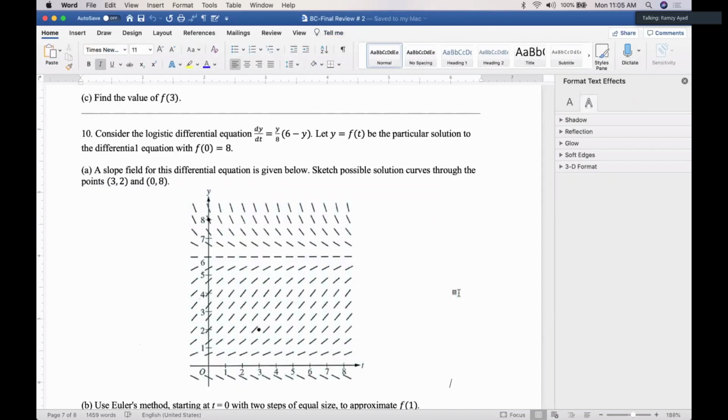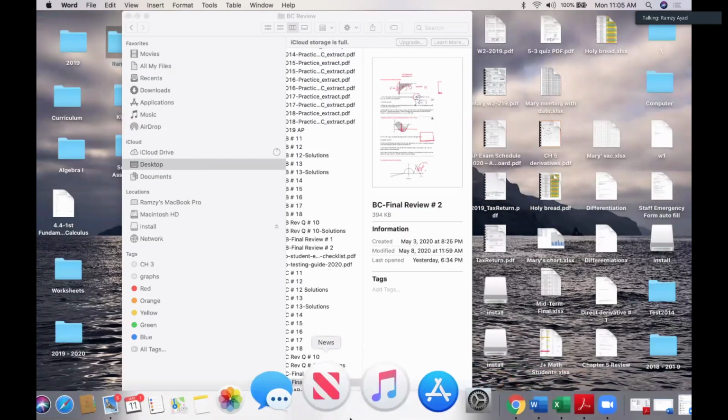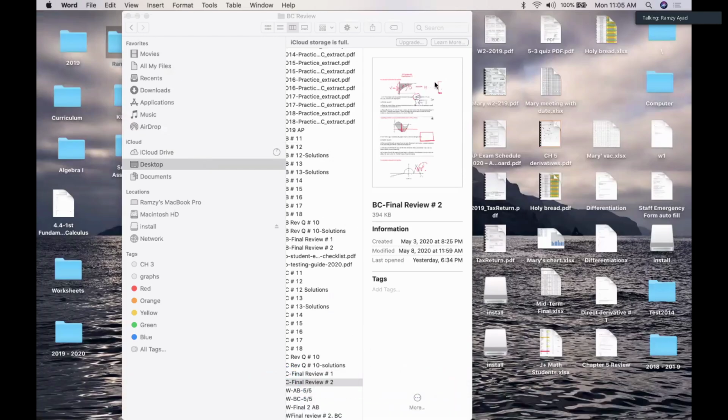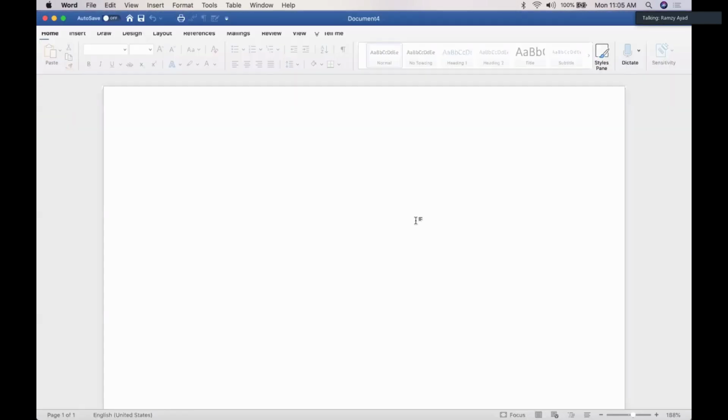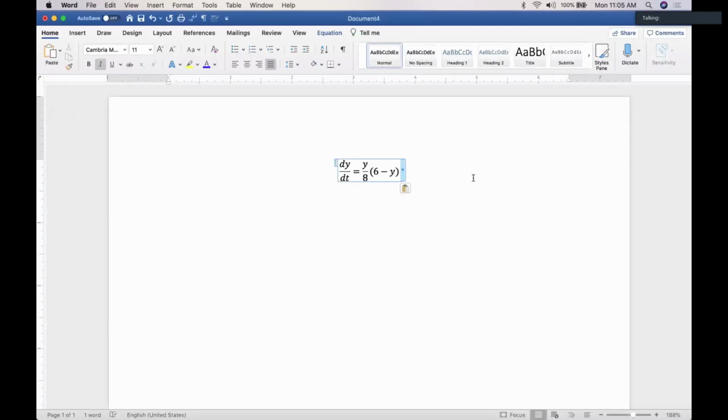A logistic equation. Remember that logistic equation that we went over once? Anybody remember that? No? Okay. A logistic equation is something that looks like this. Let me open a new document. I'm going to type this in here.